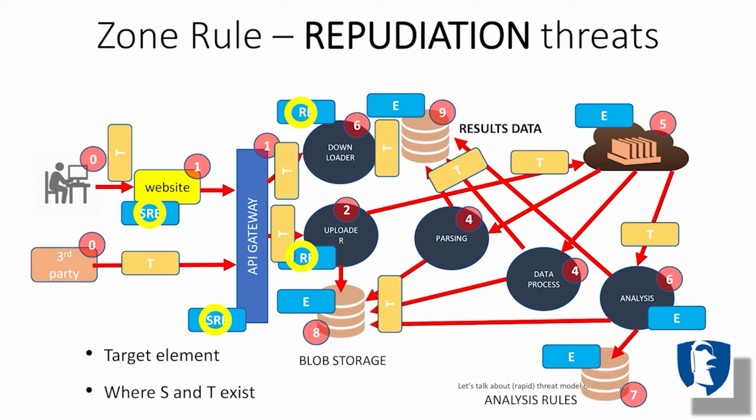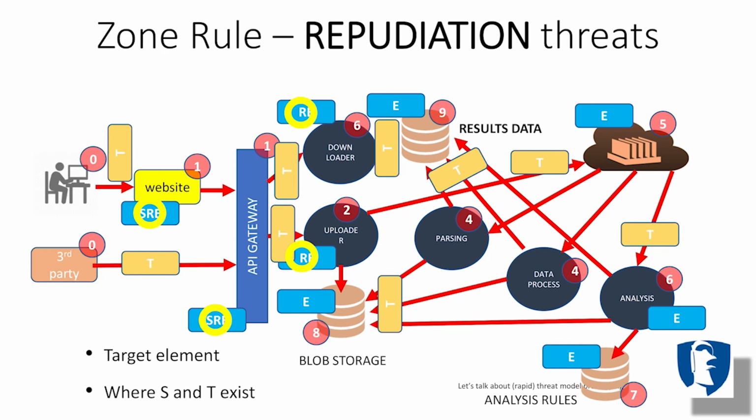Repudiation threats. On the target element, where you have potential of spoofing and potential of tampering, you might have a repudiation threat. So you're going to have it on the website potentially, you're going to have it on the API gateway, and then all the way down to the downloader component and the uploader component, potentially you might have that. You need to watch out for that. So you need to do something to mitigate that.